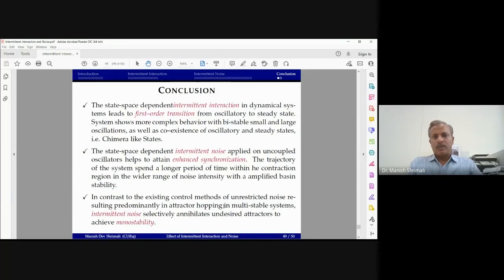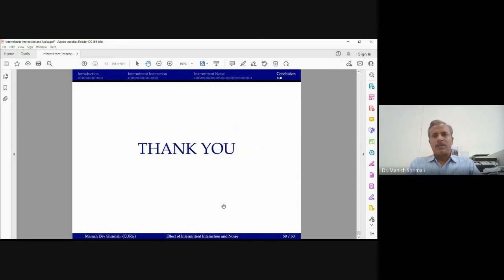There are 3 main components. We have discussed that intermittent interaction leads to a first order transition from oscillator to steady state, and this shows more complex behavior with bistable small and large oscillations, and coexistence of oscillatory and steady states. The intermittent noise helps us enhance synchronization, with more time spent in the contraction region and a wider noise intensity range with amplified basin stability. The last one is the control of multi-stability with intermittent noise by annihilating the undesired attractors. So with this, I thank you, and I'm open for discussion.